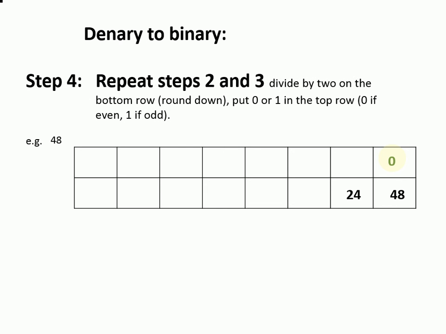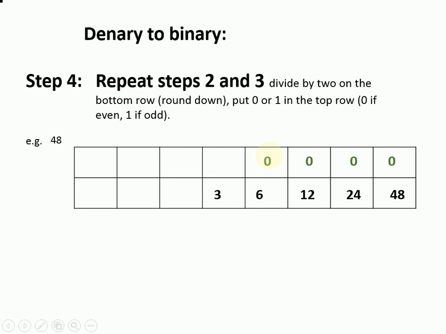In step 4, you just repeat the last 2 steps. So for example, we start from 24 this time, we divide by 2 to get to 12. 24 is an even number, so we didn't have to do any rounding down, so we put a 0 above here. And we repeat again, so this time 12 is an even number, which means we can half it to get 6 and put a 0 above it. 6 is still an even number, so we can half it to get to 3 and put a 0 above that.